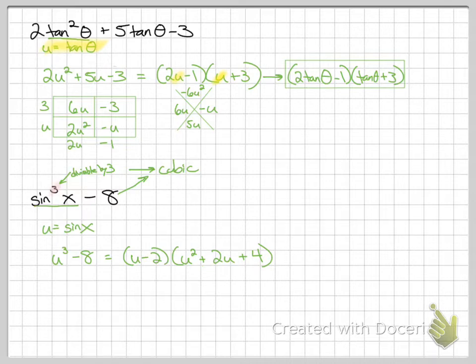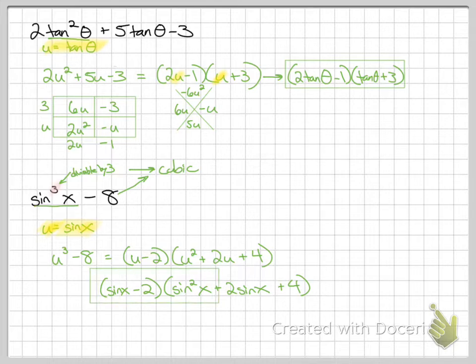So cubic factoring. Then, don't forget it was a u substitution problem. So go back, wherever you see a u, write sine x instead. So this factors to be sine x minus 2 times sine, remember we put the squared on the sine word, and then x plus 2 sine x plus 4. Replace every u with sine x, and you have your factored, higher level factored form.